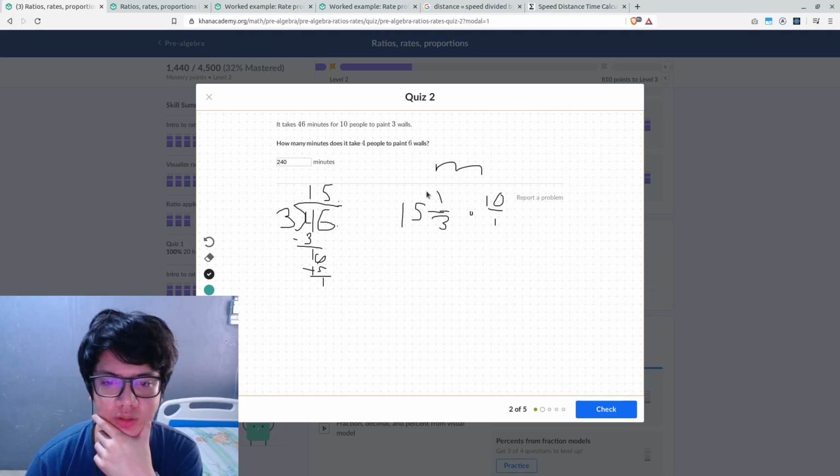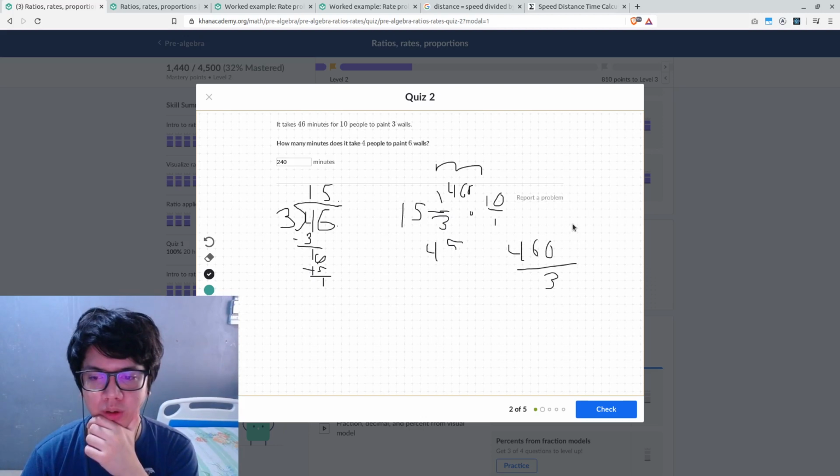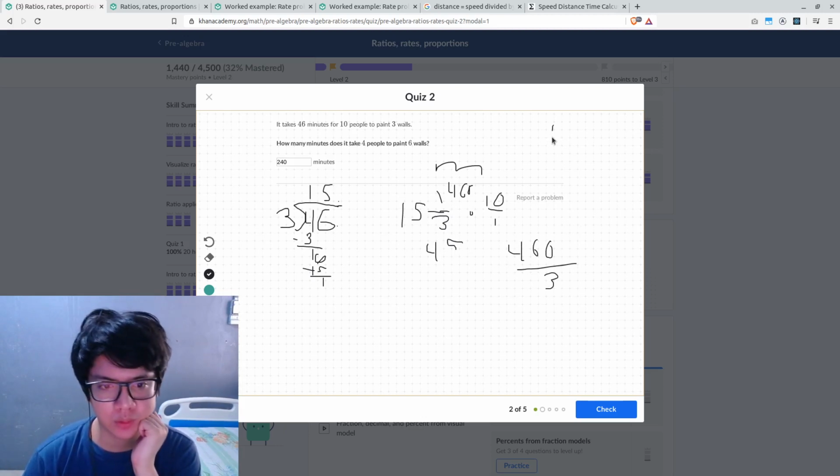So 46, 30, 45, 40. So we have 460 over 3. Oh my god, 4 3s. Holy shit, we just came to this again. Oh, insane. This is insane, bro. I don't like it.